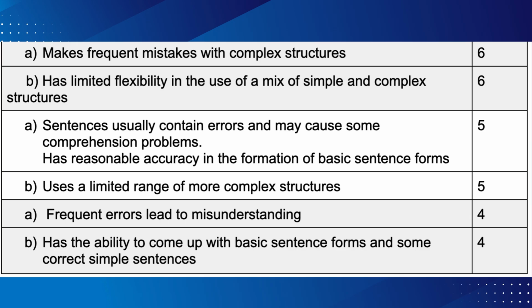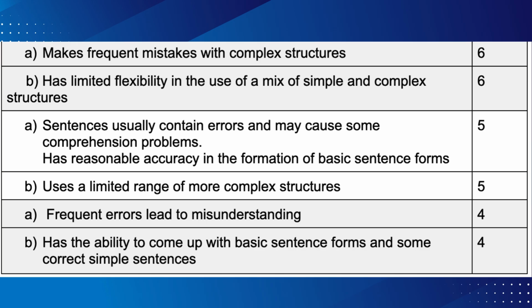Moving on to B, grammatical range. We can see down at band 4, we have the ability to come up with some basic sentence forms and some correct simple sentences. Okay, so not many complex structures here, just very basic forms. So lack of using connectors to make a more complex sentence. In 5B here, uses a limited range of complex structures. So we're starting to use some, but not too many.